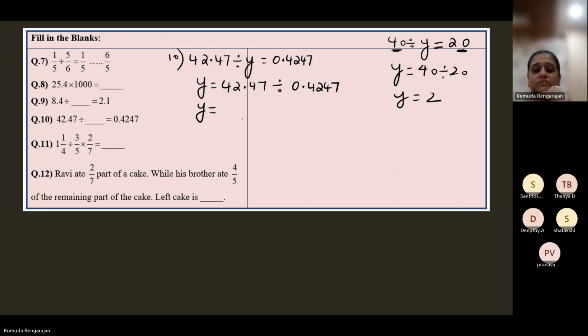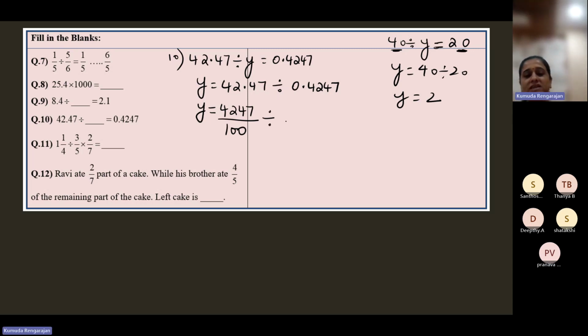Sataakshi. Sataakshi, what is 42.47 as a fraction? Pranava? Ma'am, 4,249 by 100. 47 by 100. Correct.